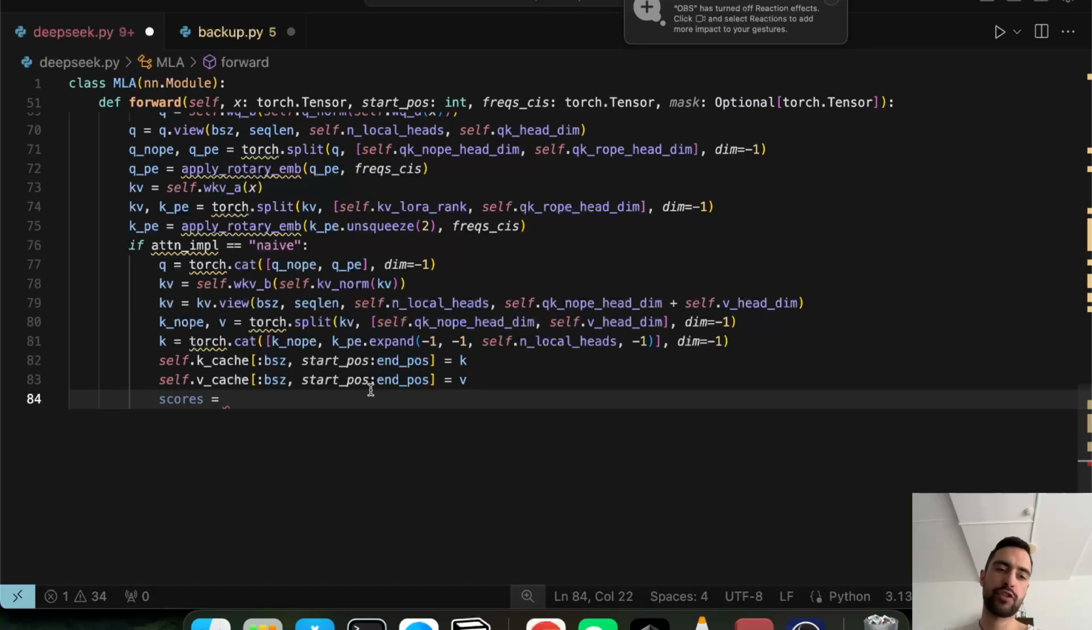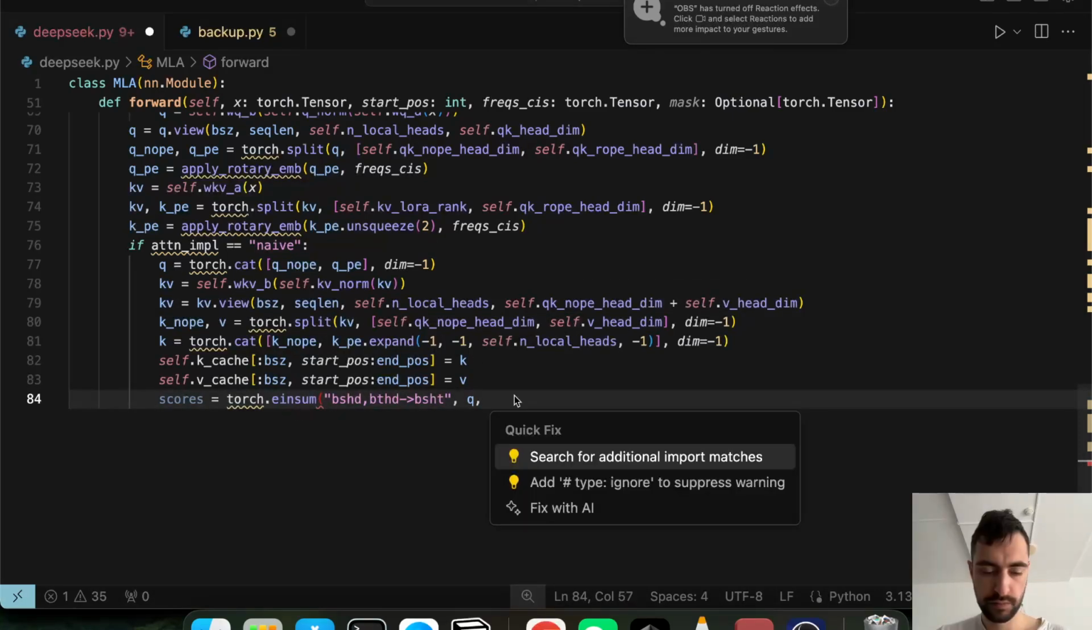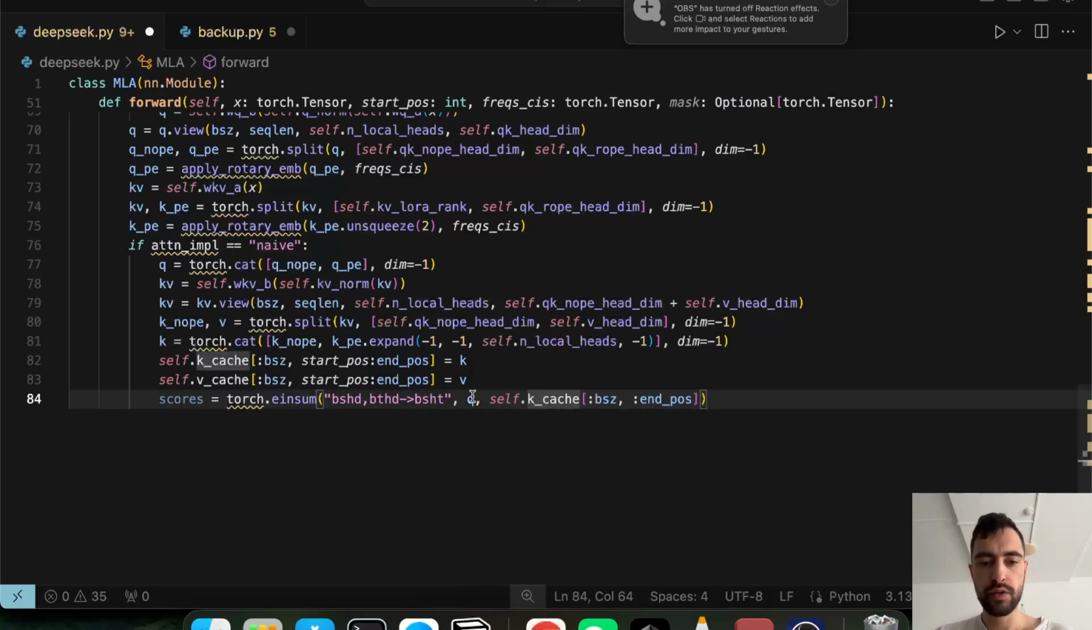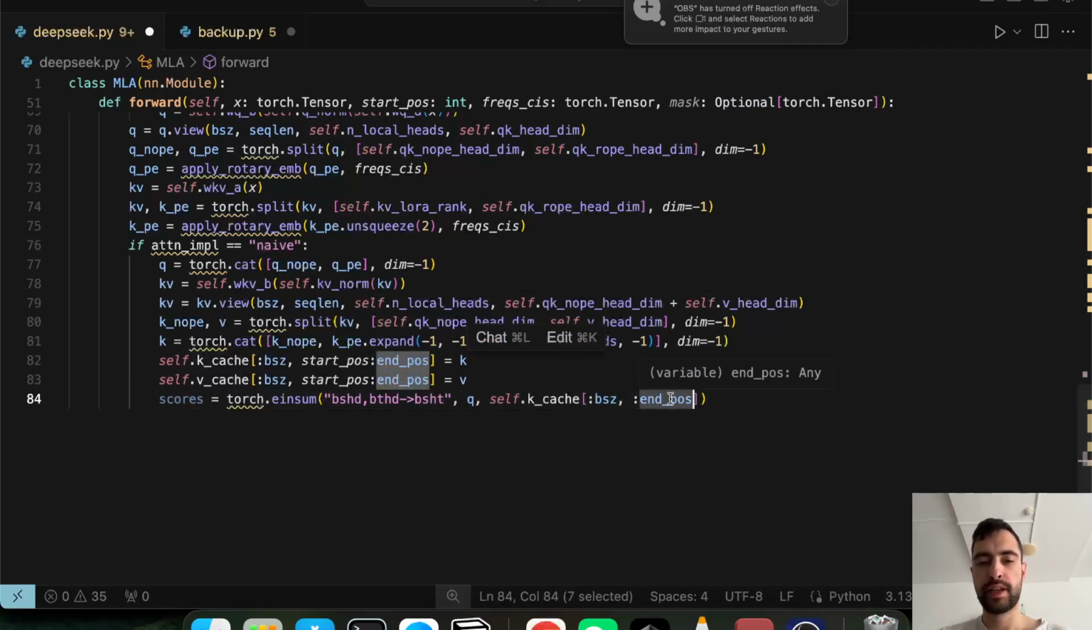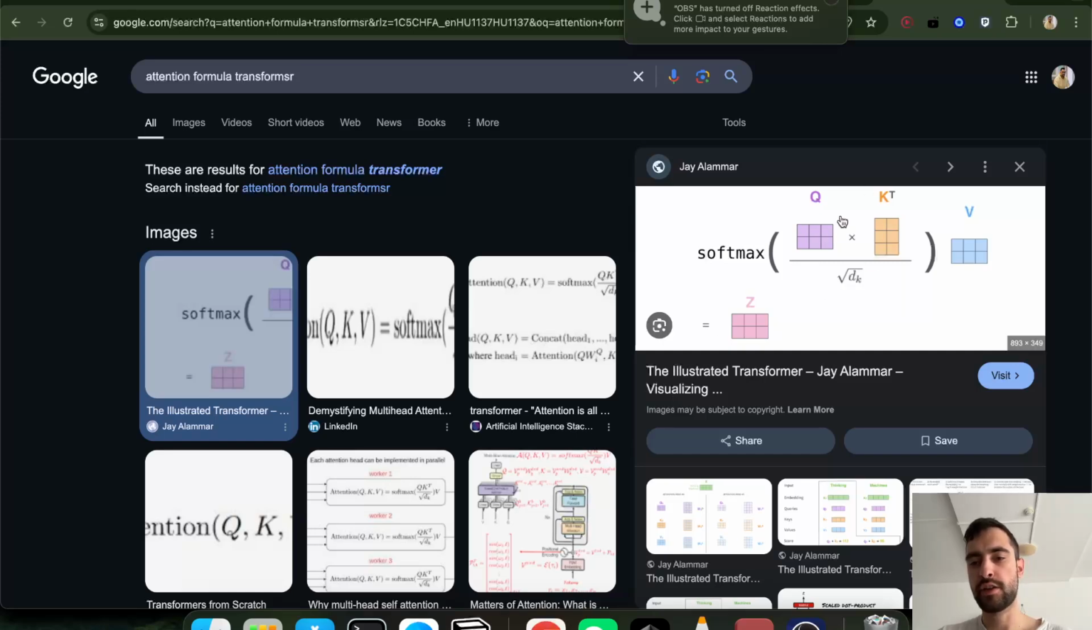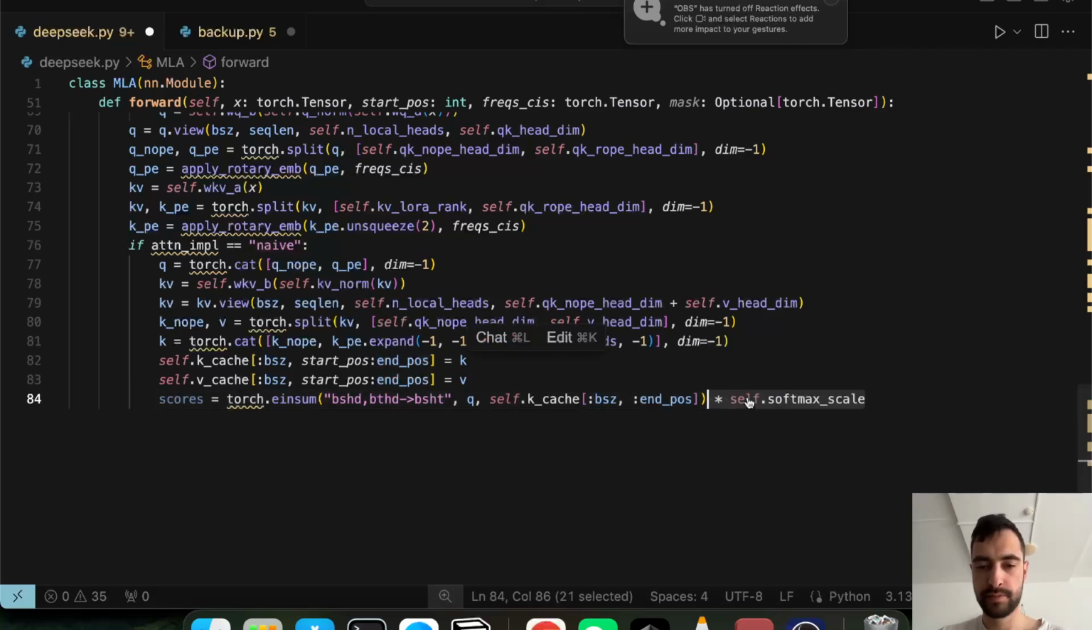Okay, then we will calculate these attention scores. We will use einsum. So we are going to multiply queries with keys, but we will not look at the words after, in the future, as I explained in the beginning of the video. So this is the classic attention formula: queries times keys transposed, because we are defining this transpose here.